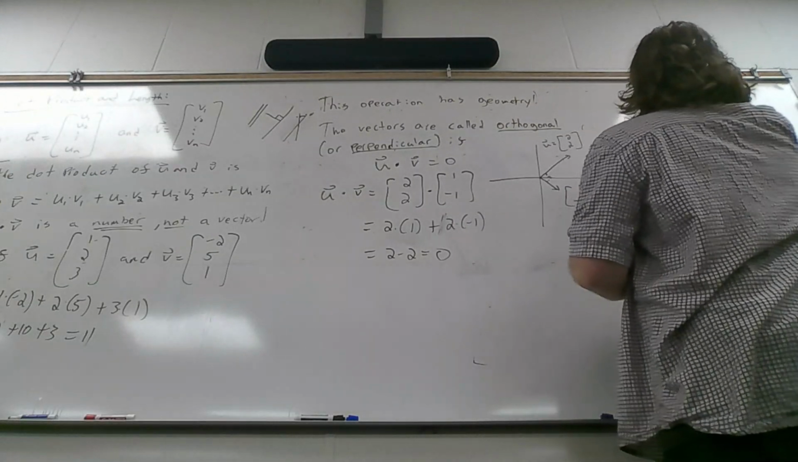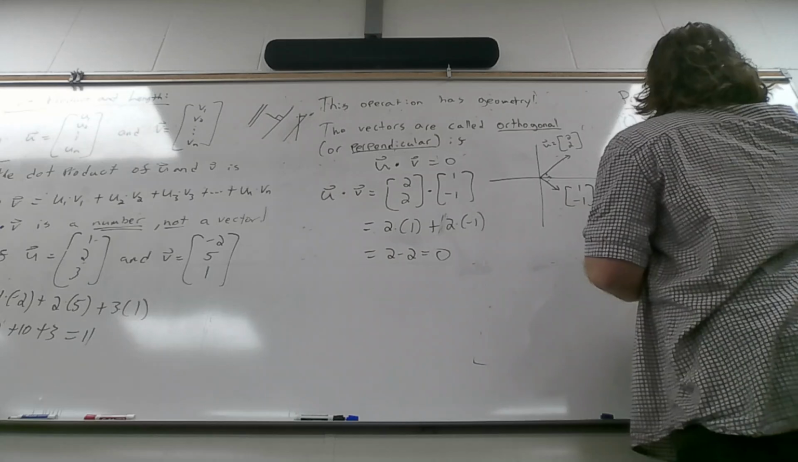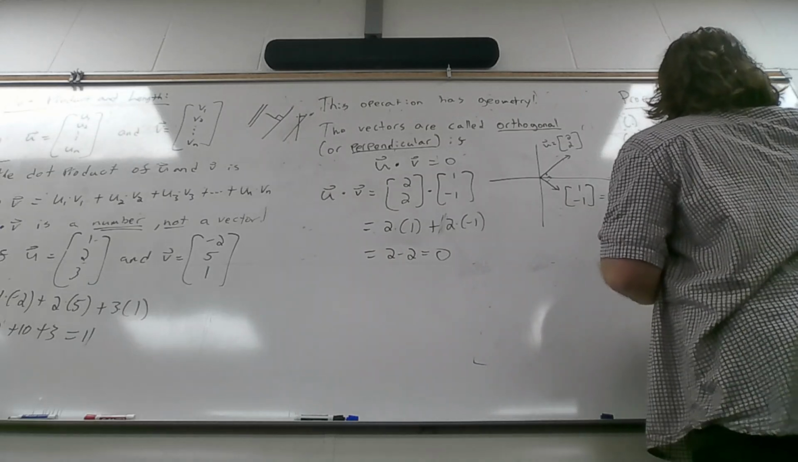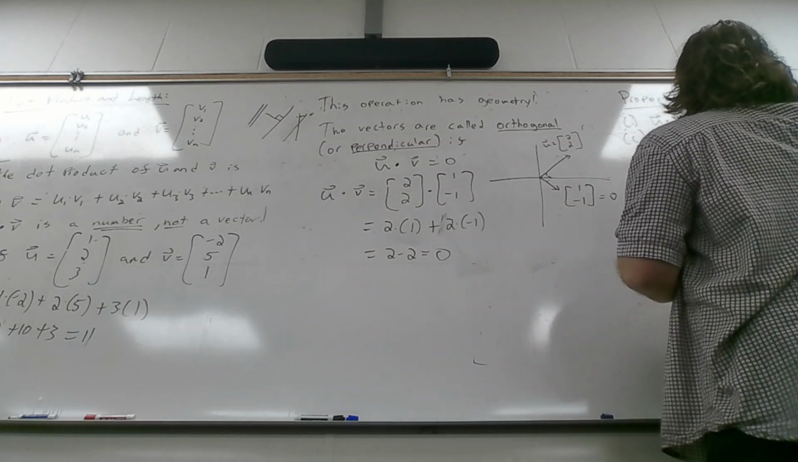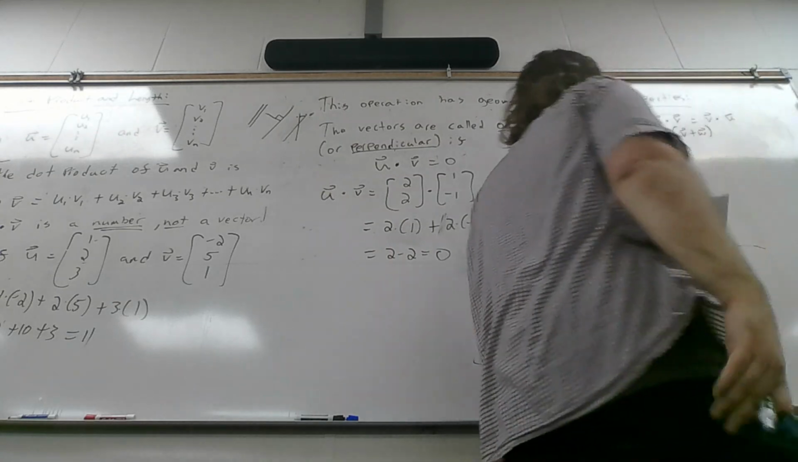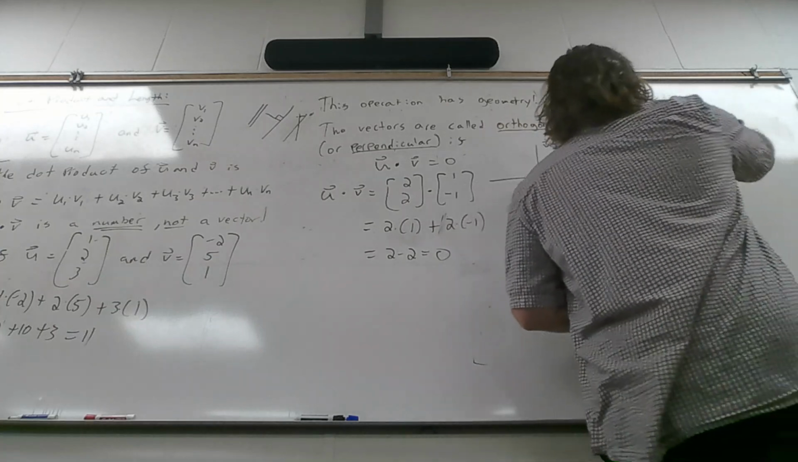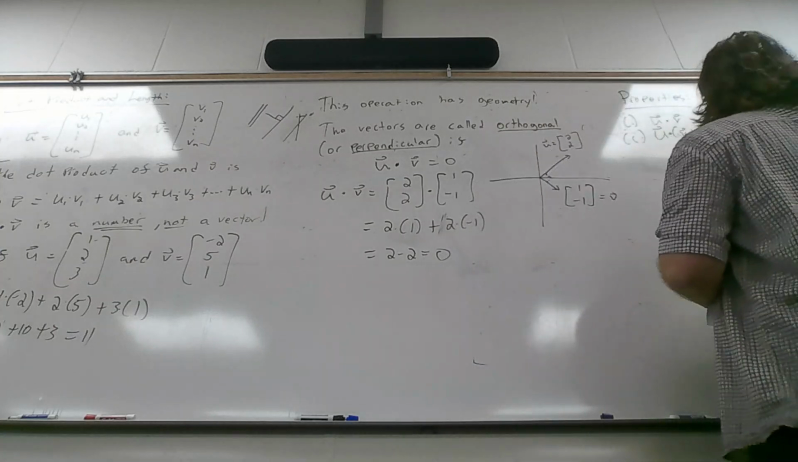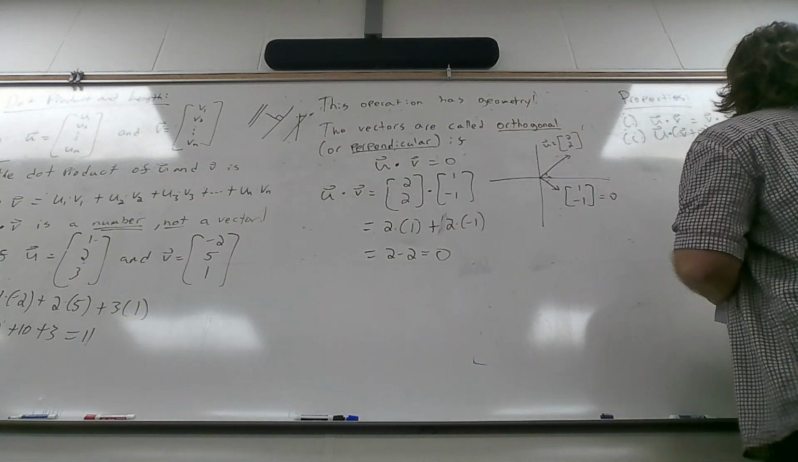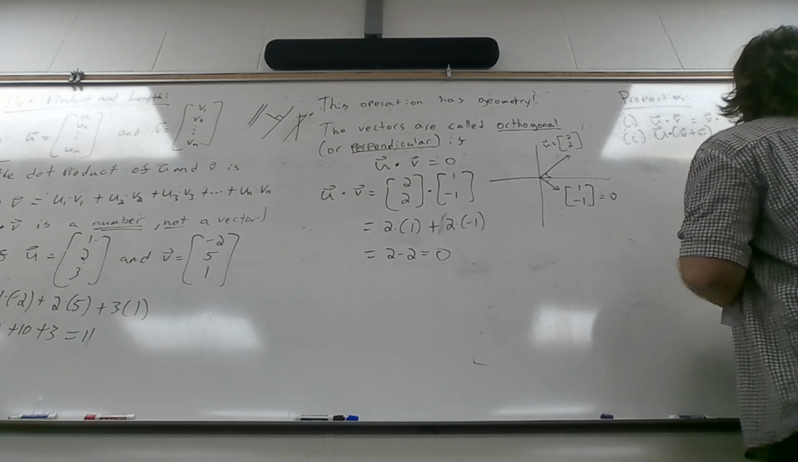It also behaves nicely with addition. That should be a B. So you've got the dot product of two vectors being added together. So adding them first, then dot product. This is saying, hey, you could do the dot products first and then add them up.